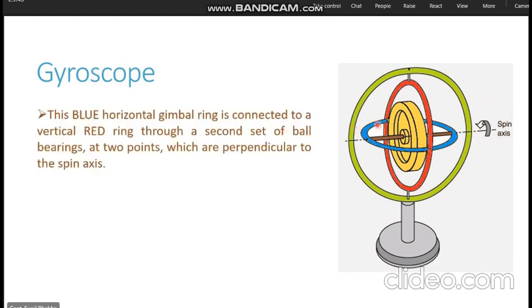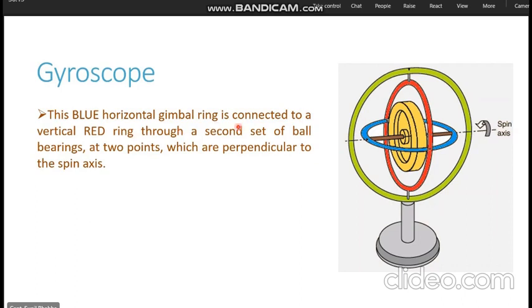Now moving further, if you look carefully at the blue color horizontal ring, you will see that this blue color horizontal ring is connected with the red color vertical ring at two particular points. You can follow the laser pointer. One connection point is here where the laser pointer is right now, and the second connection point between the blue ring and the red ring is at this particular point.